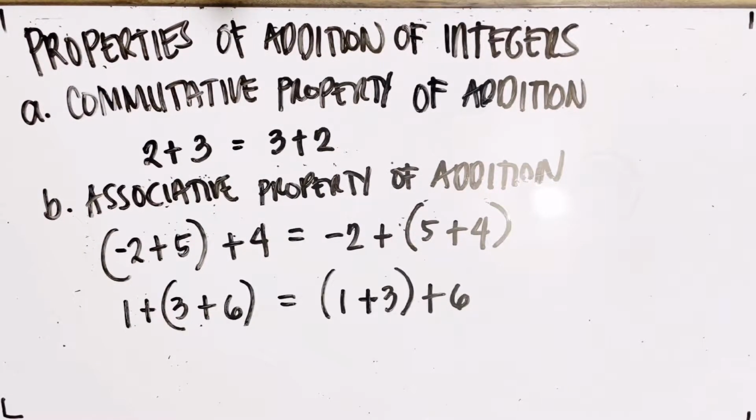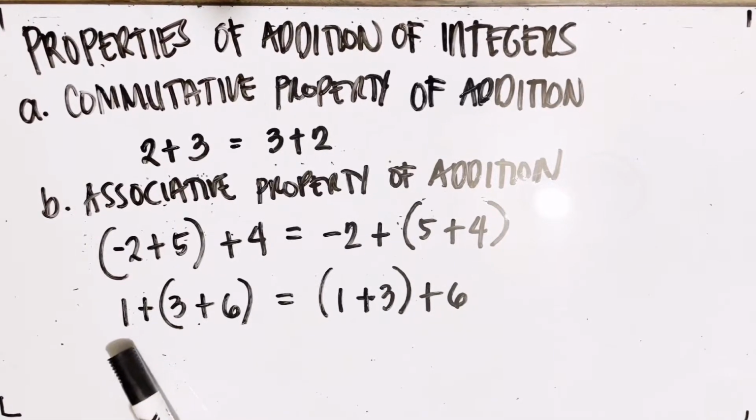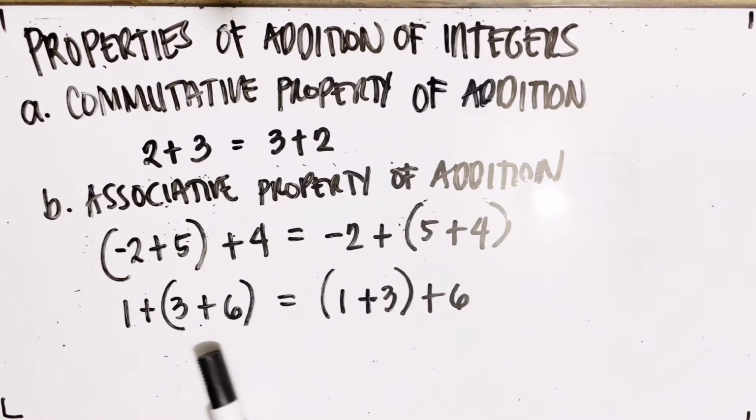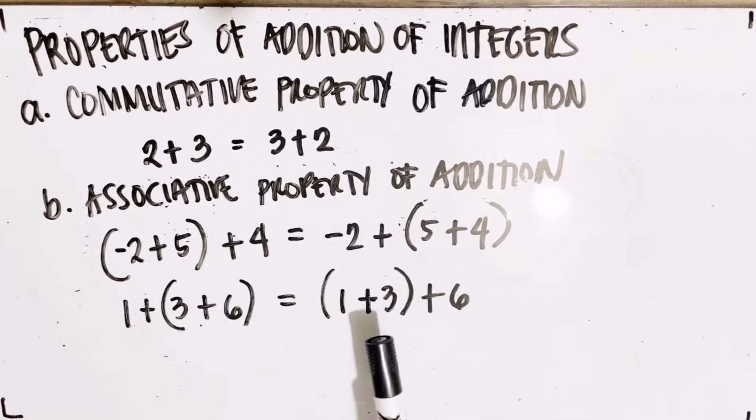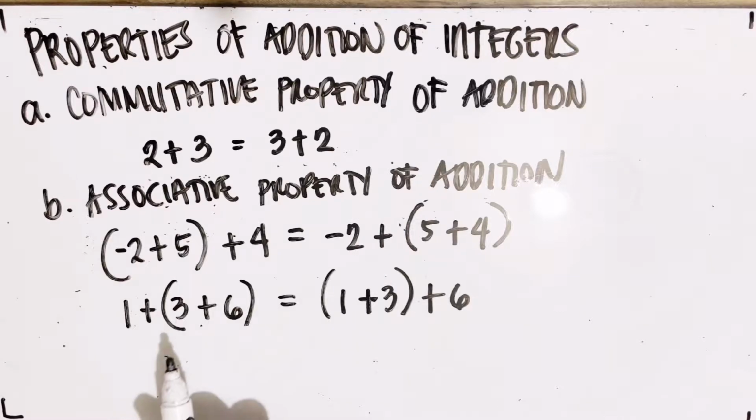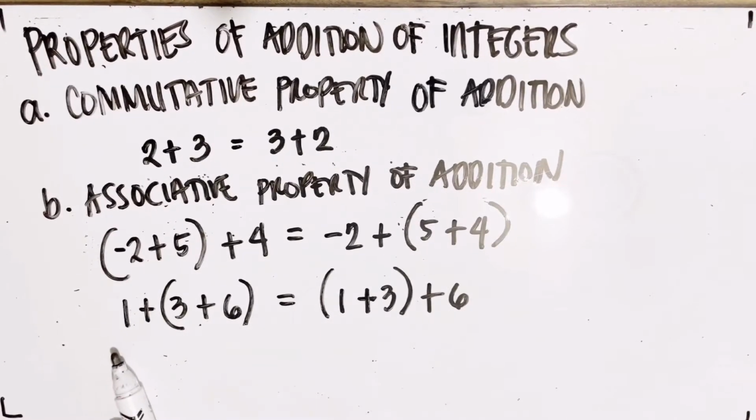So next example is 1 plus the quantity of 3 plus 6 is equal to the quantity of 1 plus 3 plus 6. So here, let's see if the left side is equal to the right side. So in the left side, what is being grouped is positive 3 and positive 6. While on the right side, what is being grouped is 1 and positive 3. First, using PEMDAS, let's solve the innermost equation. 3 plus 6 is 9. And 9 plus 1 is 10. So on the left side, that is equal to 10.